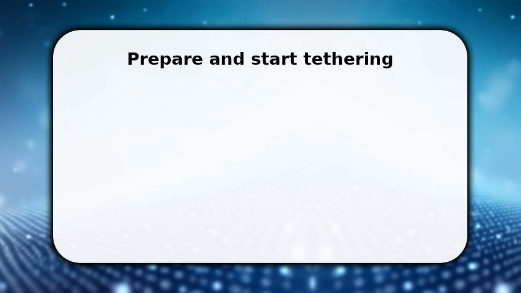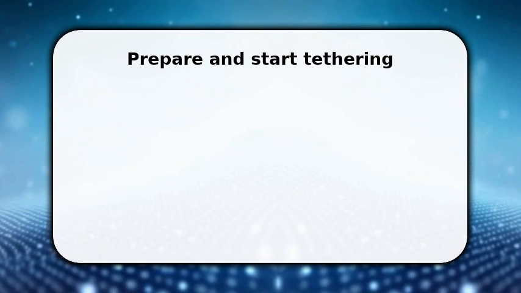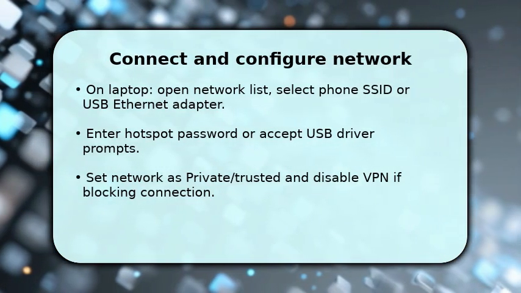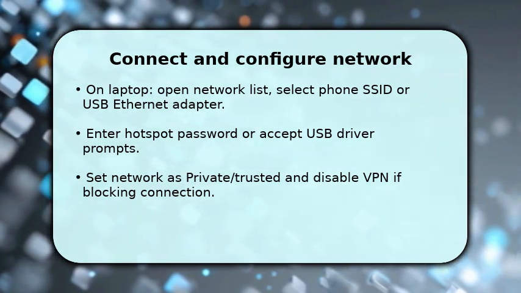Next, connect the laptop to the mobile source. Pick the phone SSID from the Wi-Fi list and enter the hotspot password, or choose the new USB network adapter if tethering by cable. Once connected, set the network profile to private so file sharing and updates behave normally.